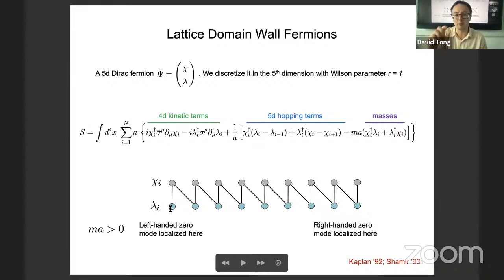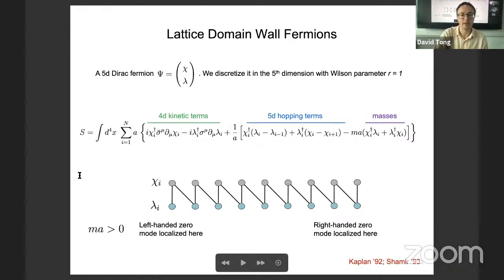And for the hopping terms, it's best to tune the Wilson parameter to be 1. So the hopping terms take this zigzag perspective between the chi's and the psi's. And here are the 5D mass terms. And as shown by David Kaplan and subsequently Shamir, when you solve the Dirac equations in the 5th dimension, you find that there'll be a left-handed zero mode here. I can't remember if that's chi's or psi's in my notation, but one of them, and the opposite chirality on the right-hand edge, where these particular modes of the Dirac equation are exponentially localized close to the edge.